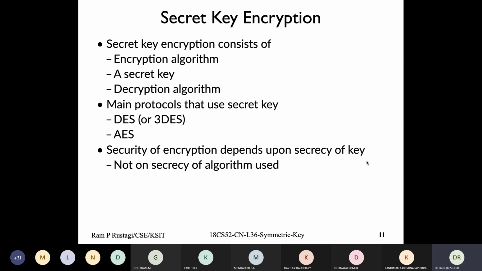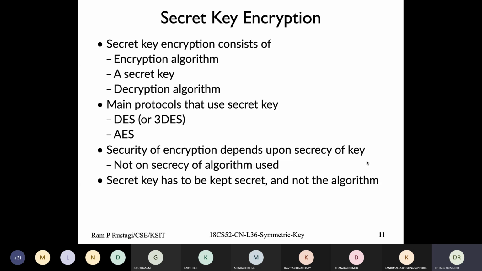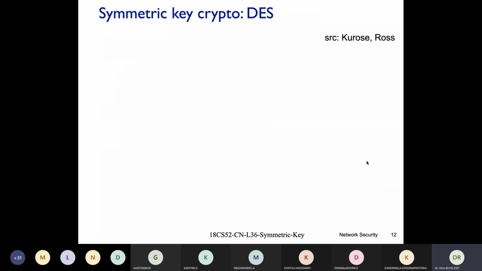The larger the key size, the better the security. The smaller the key size, the easier it is to break by using brute force computing. And that's the part one has to understand.